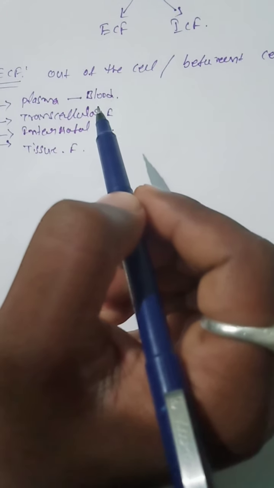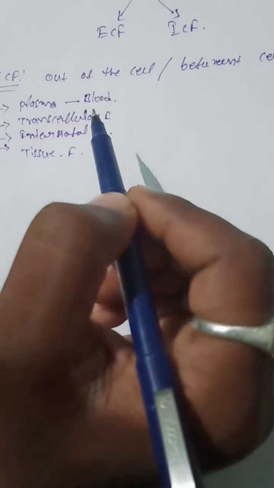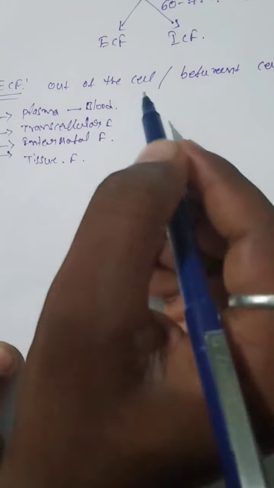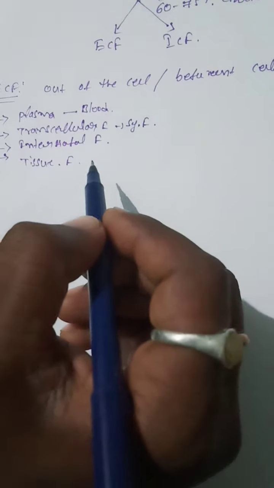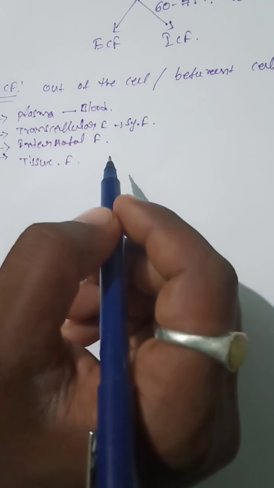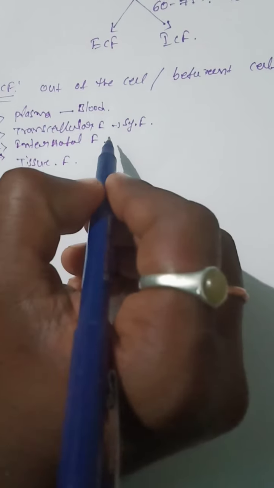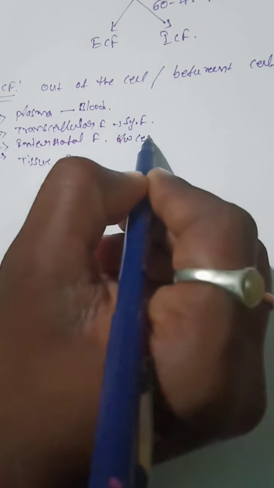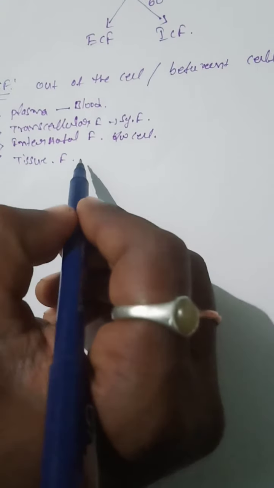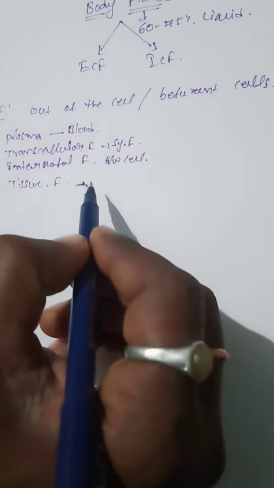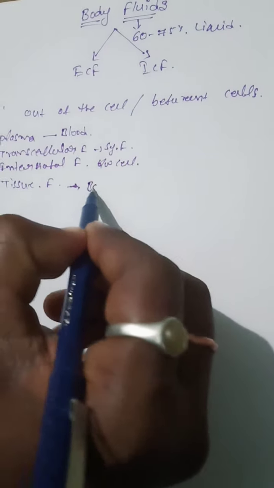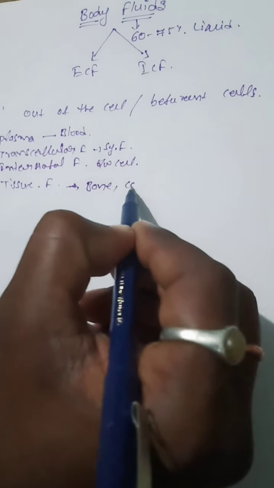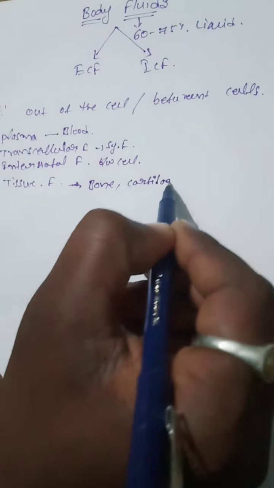The next one, transcellular fluid, means fluids like peritoneal fluid and synovial fluid. Example, synovial fluid. And the next one, interstitial fluid, means fluid present between the cells. The next one, tissue fluid, means the fluid in dense connective tissue, cartilage, and bone. Examples are cartilage, bone, and so on.